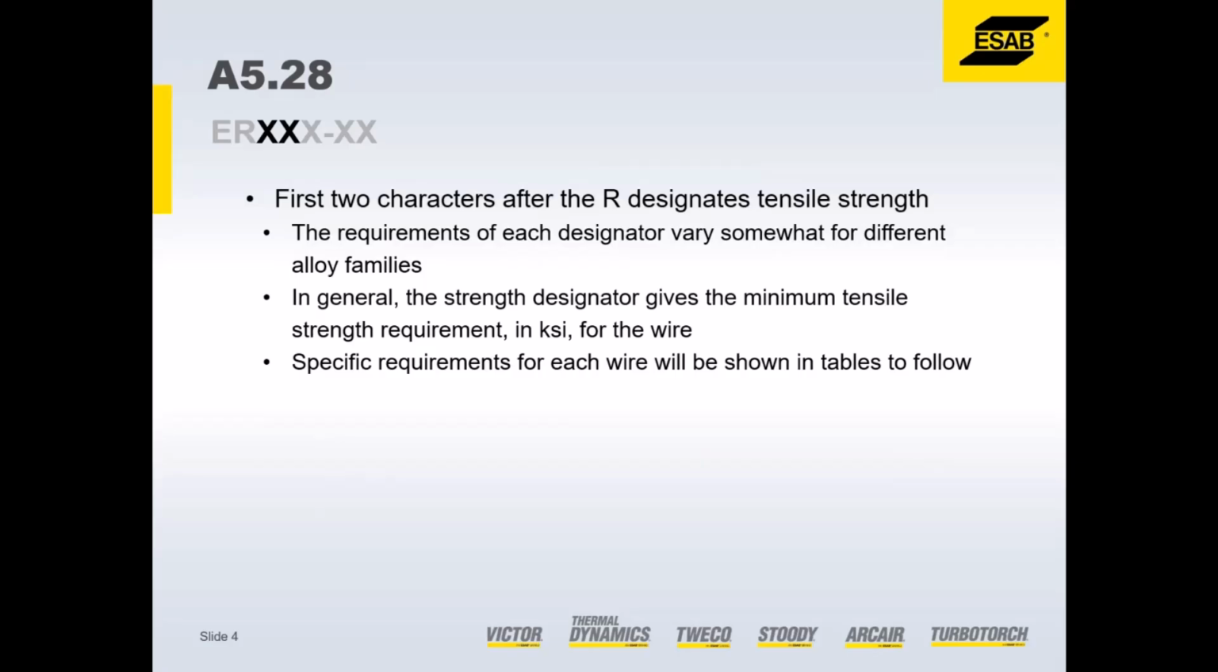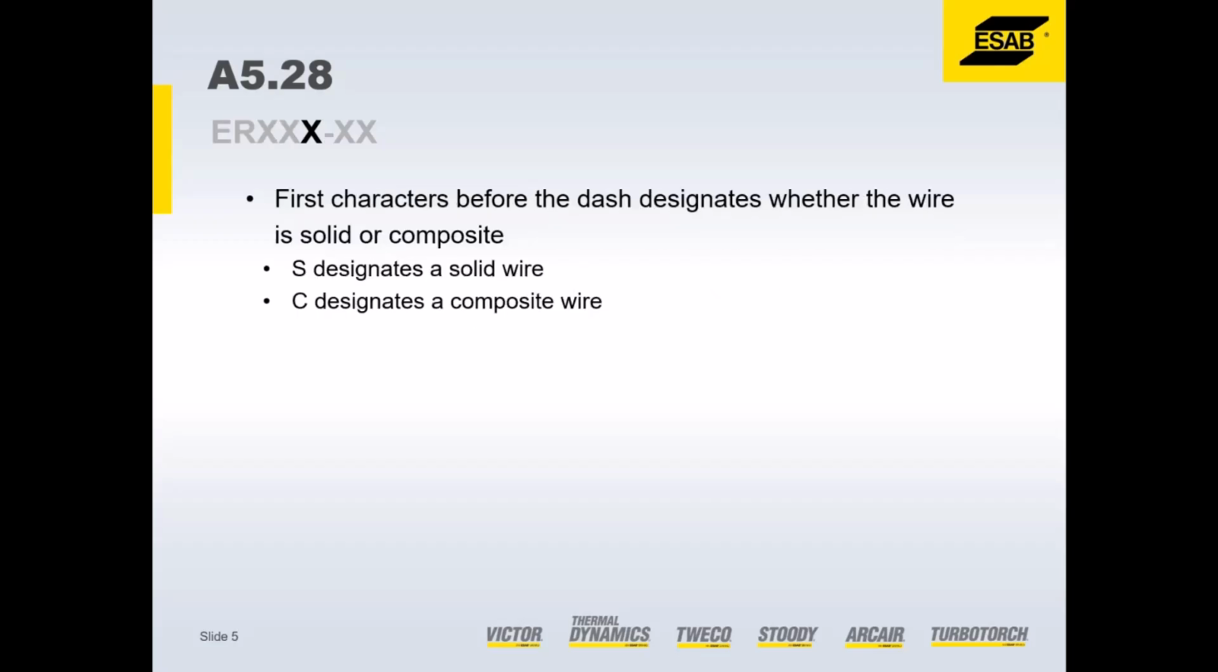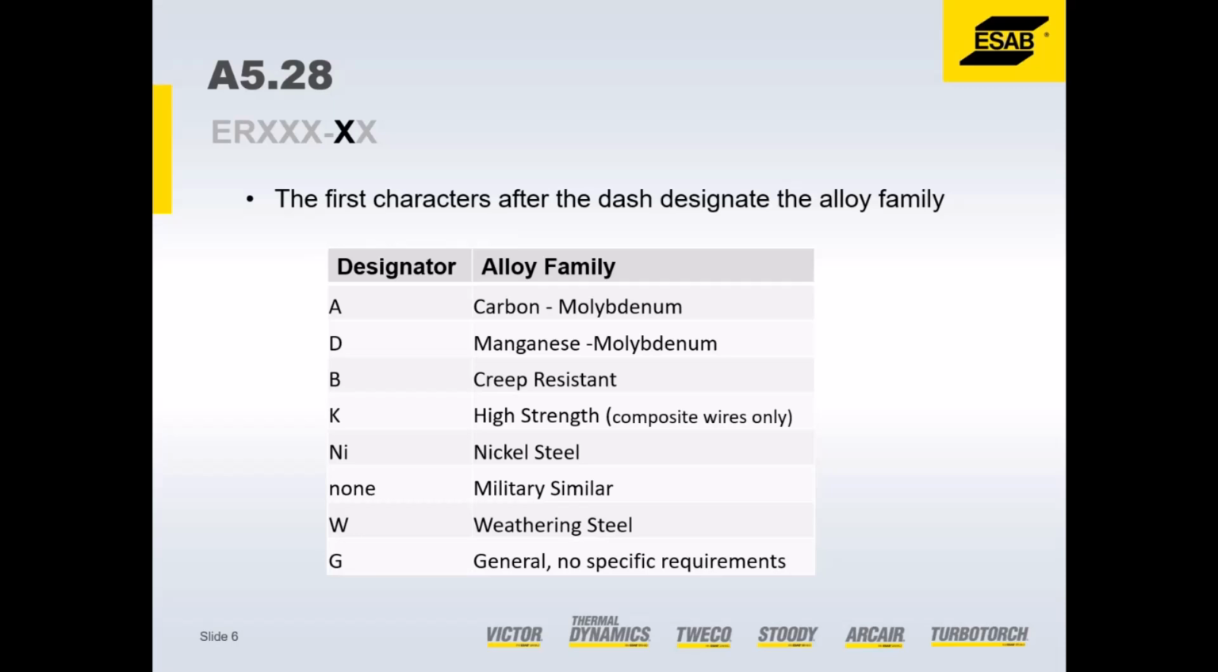So ER, electrode or rod, and then again we're going to have the tensile strength. Then we'll have whether it is a solid or a composite, so cord wire or solid wire. And then just as in A55, we would get into the alloy family.